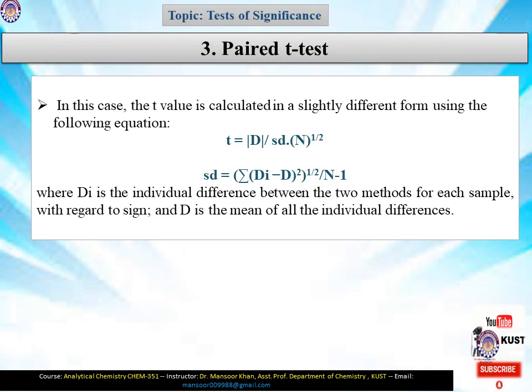where s_d is a special type of standard deviation, which is equal to the square root of the summation of (di minus d-bar) squared, divided by n minus 1, where di is the individual difference between the two methods for each sample with regard to sign, and d-bar is the mean of all the individual differences. The example will tell us how this test can be applied.